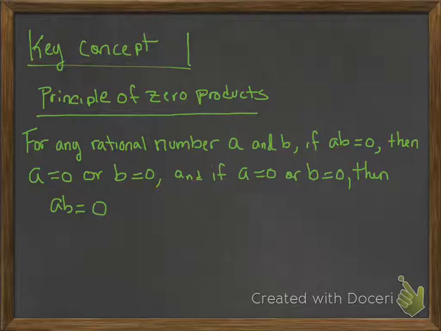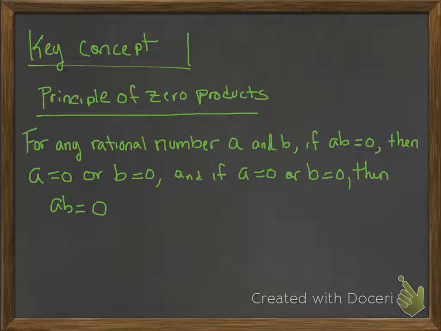Any rational number, a and b: if a times b is equal to 0, then that must mean that a has to equal 0 or b has to equal 0. Or if a equals 0 or b equals 0, then our a times b must equal 0.